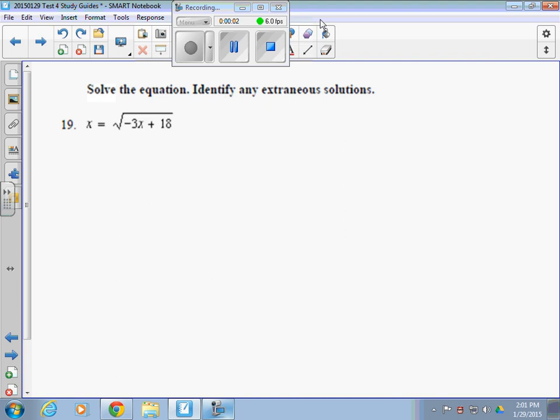This is Algebra 2, study guide for test number 4, part 2, picking up on number 19. Solving the equation x equals the square root of negative 3x plus 18, and then identifying any extraneous solutions.